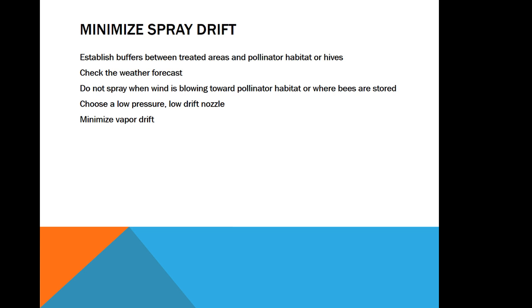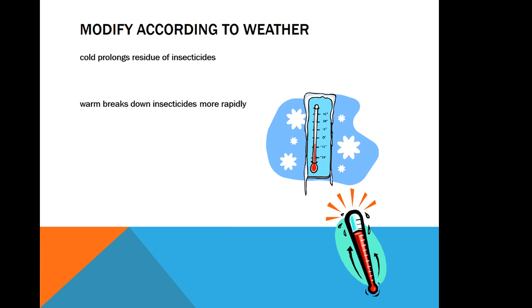Some other things we can do are choosing low pressure spray nozzles which operate with lower pressures and create larger spray droplets. And we can minimize vapor drift by applying pesticides when the temperature is below 85 degrees. Pesticide residue does not break down rapidly in cooler weather. Conversely, warm weather does break down pesticides more rapidly and would be more protective of pollinators.